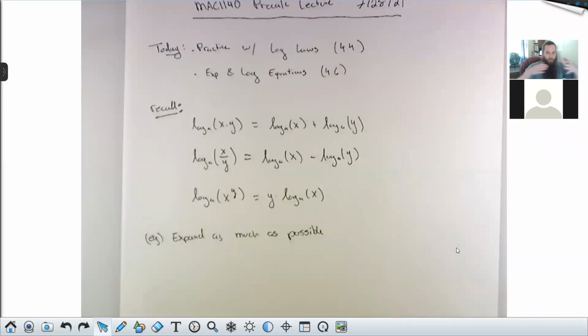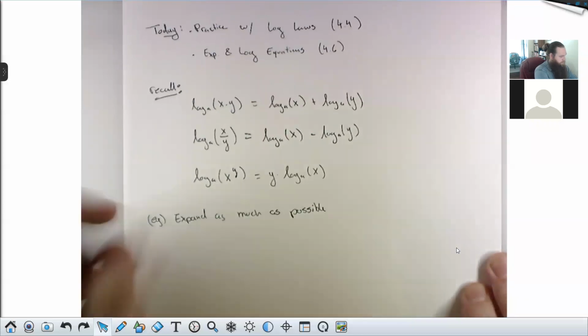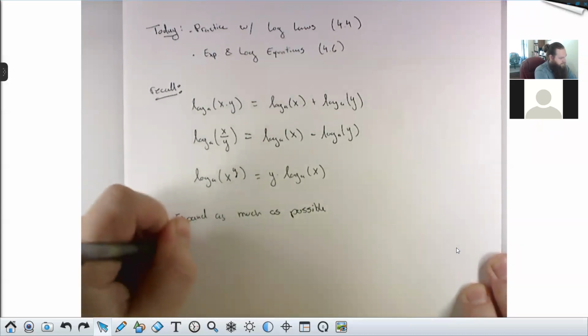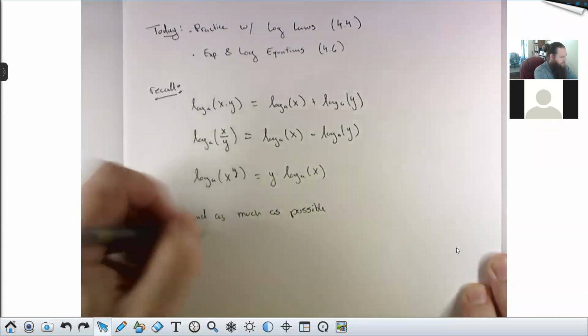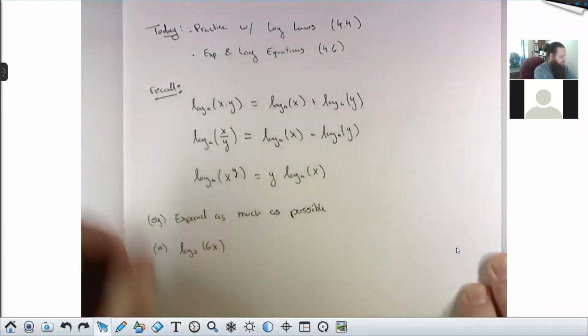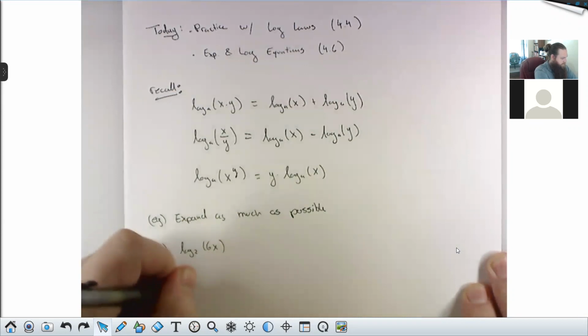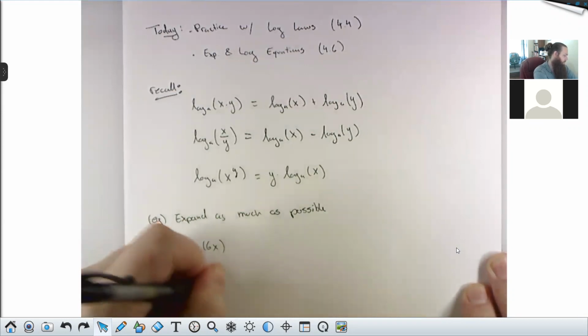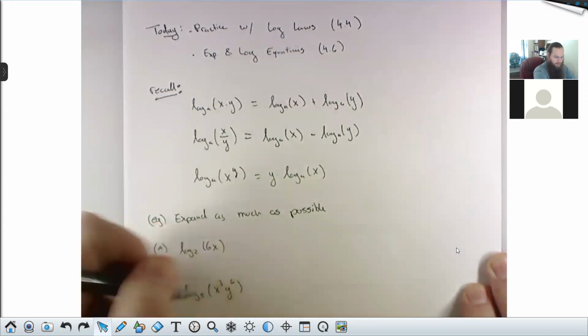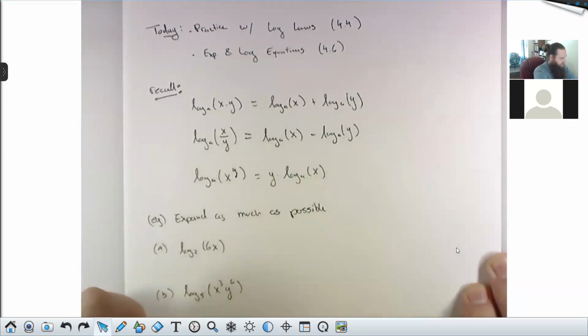Remember, expand means to widen, to sort of take apart. I'll give you a few here. We're going to have the base 2 logarithm of 6x. We'll look at the base 5 logarithm of x cubed times y to the 6. And the natural log of AB over the cube root of C.